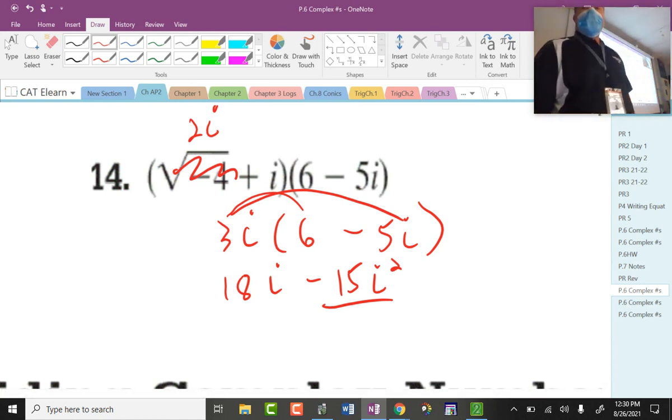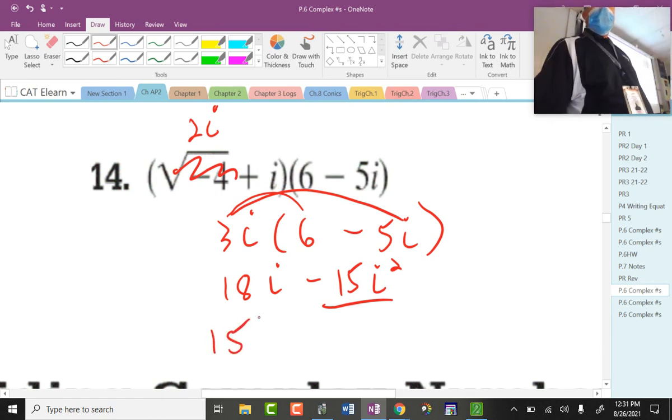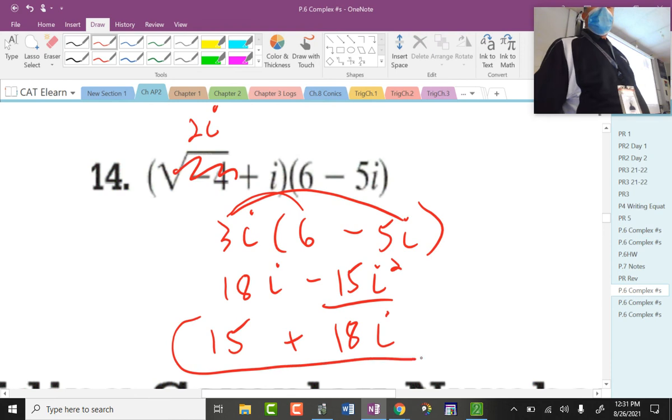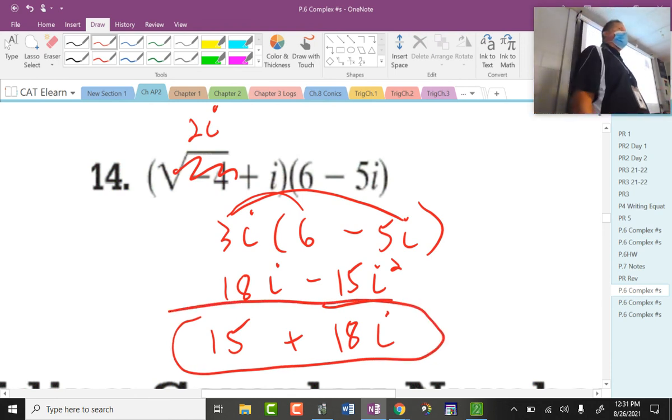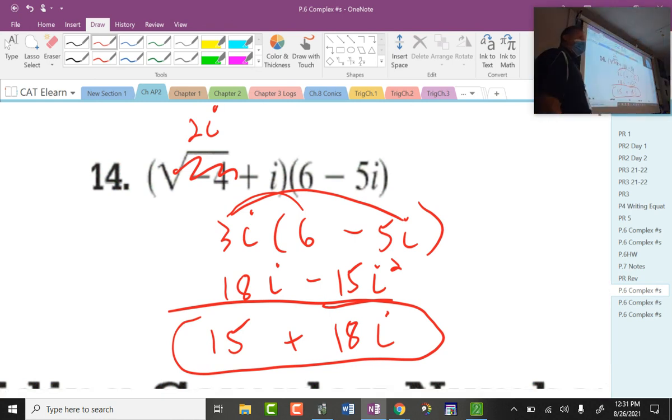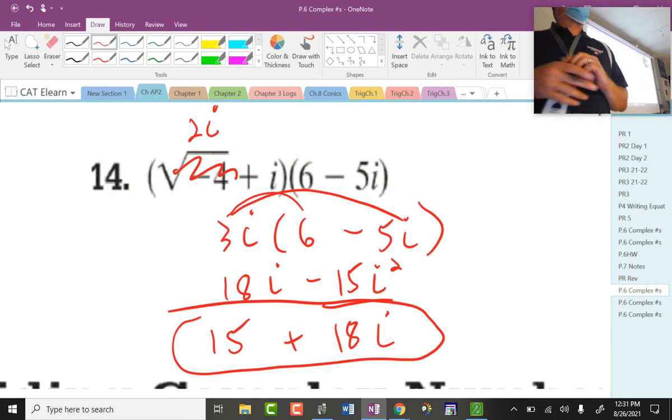It is. And you know what I'm going to do? I'm going to write it in front. I'm going to write it in an a plus bi format. It's not mandatory. Boy, that'd be a really jerk math teacher if they marked you wrong for writing this 18i plus 15. I said it. Someone got like picky about that.